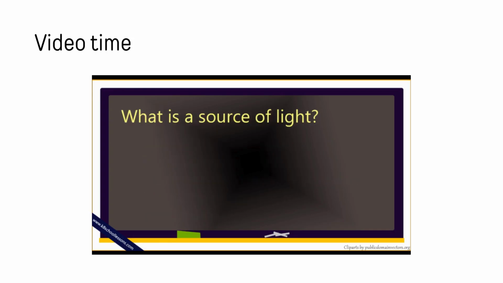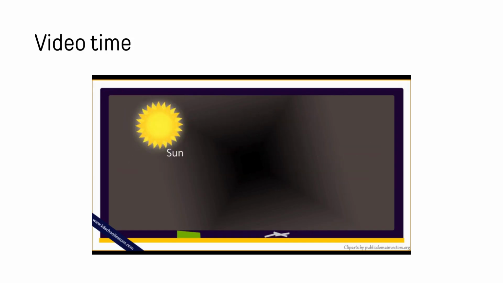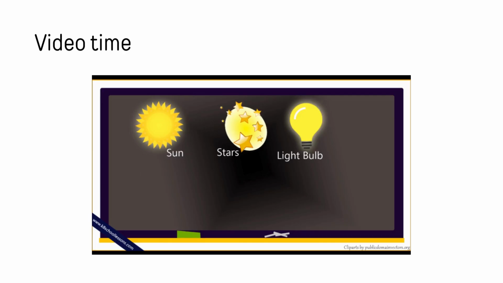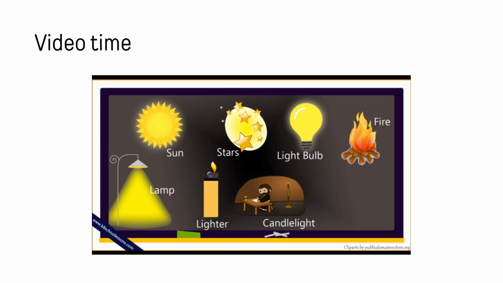What is a source of light? Any source or object which emits its own light is a source of light. Sun, stars, light bulb, fire, lamp, lighter, candlelight, flame by matches.